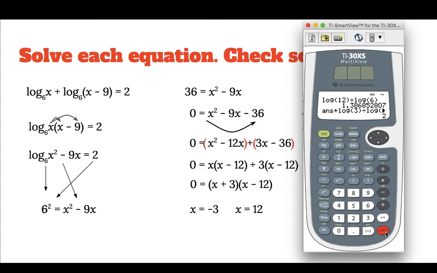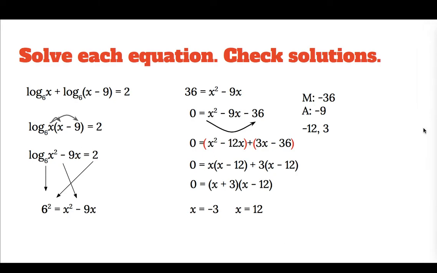2 would be on the left side. The equation is equal to 2, so 2 equals 2. Therefore, 12 has to be a solution. So 12 is my solution. I'm going to circle it, and then down here I'll say negative 3 is an extraneous solution because we weren't able to take the log of a negative number. That's using the product property.